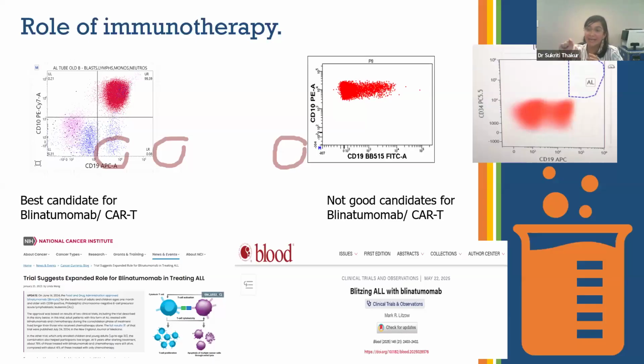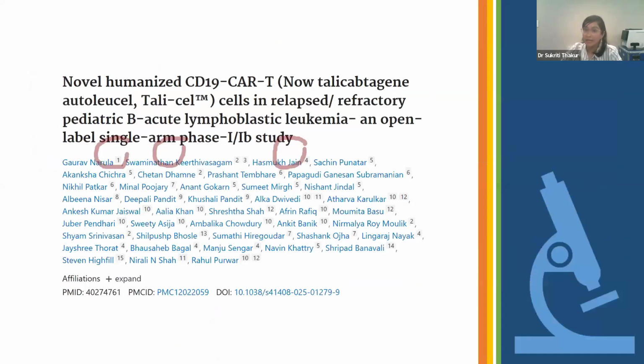If it is targeting CD19 and my blasts are CD19 negative, then what is the point of giving the targeted therapy, right? So if CD19 is being targeted, my blasts should be approximately 98% positive for CD19. But if my blasts are 50% positive and 50% negative, that patient should not be given Blina or CAR-T, because irrespective of giving these immunotherapies, the patient might not respond.